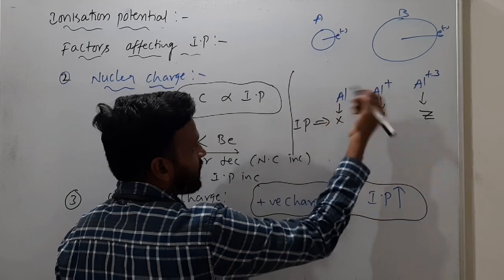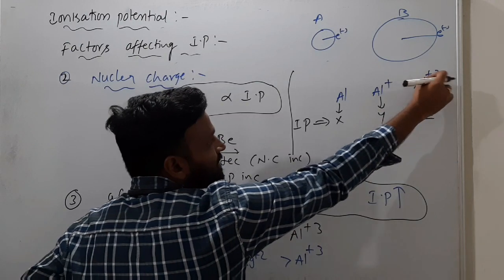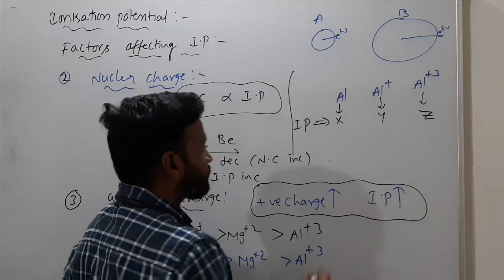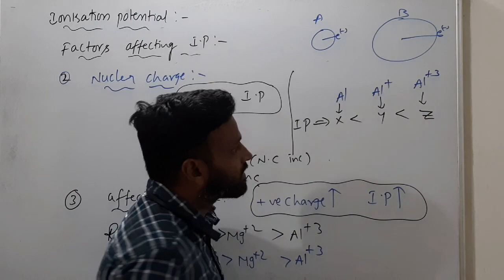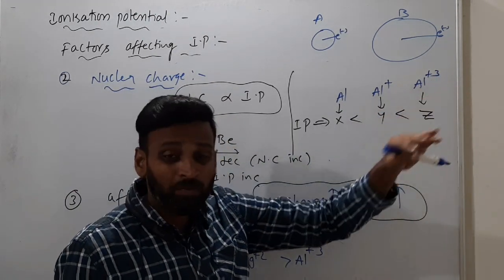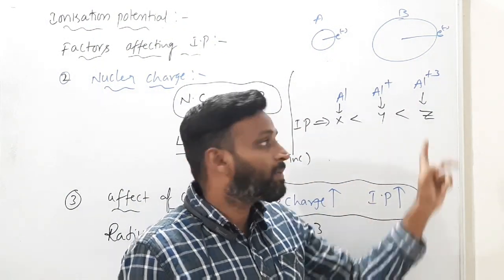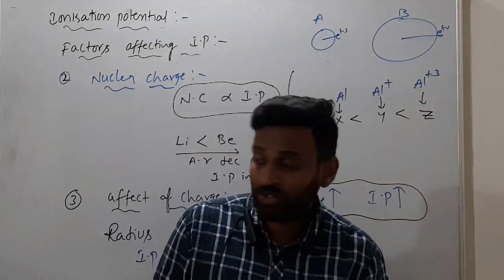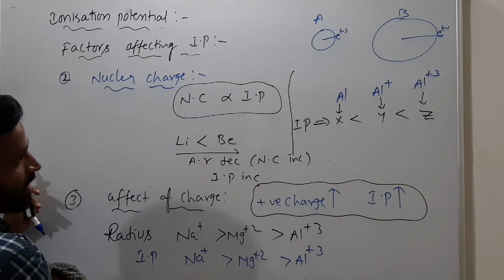Ionization potential. Charge is more, IP is more. Simple story. But what is the reason? Radius is less, so from Al3+ you cannot remove an electron easily. So X, Y are less than Z. Ionization potential is more for Al3+, meaning removing an electron from Al3+ is difficult because of the more positive charge. This is the third factor we have. So three factors we discussed.